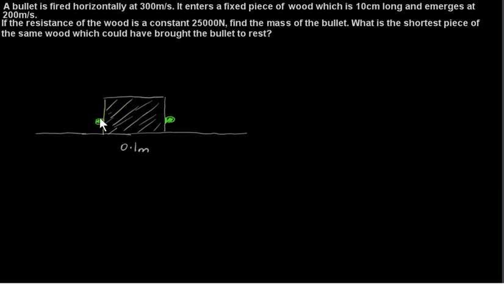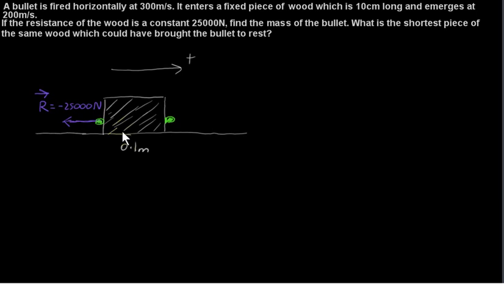So we have a force on the bullet which is opposite in direction to the velocity of the bullet. The bullet is moving to the right, so we're taking vectors to the right as being positive vectors, say. So we have a force on the bullet which is opposite this positive direction, so it's in the negative direction. I'll call this resistance force R. R is going to be minus 25,000 newtons.